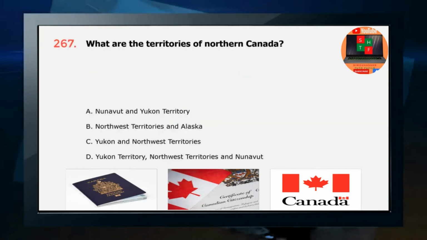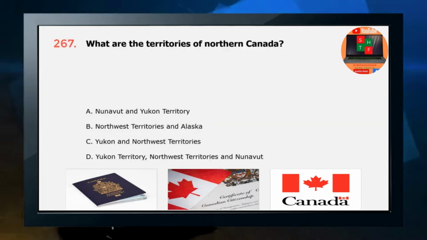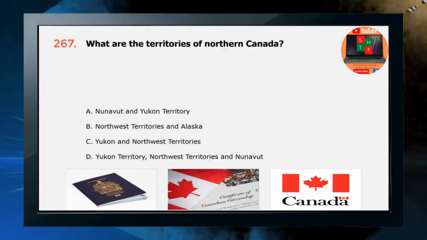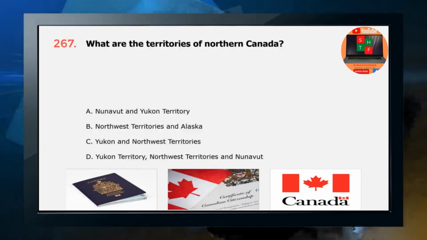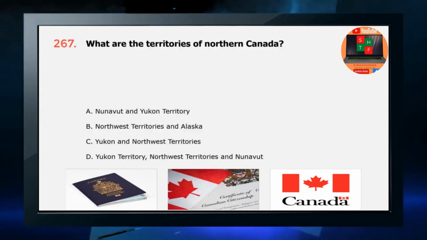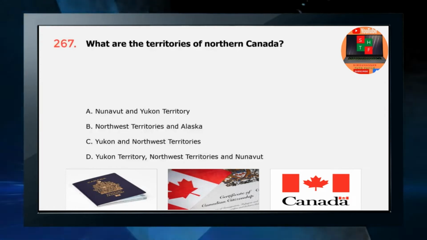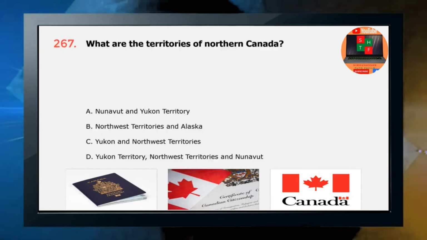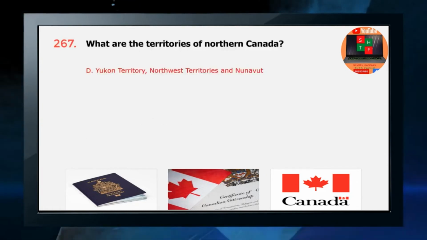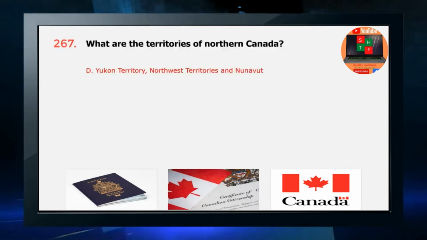Question 267. What are the territories of Northern Canada? A. Nunavut and Yukon Territory. B. Northwest Territories and Alaska. C. Yukon and Northwest Territories. D. Yukon Territory and Northwest Territories and Nunavut. The answer is D. Yukon Territory and Northwest Territories and Nunavut.